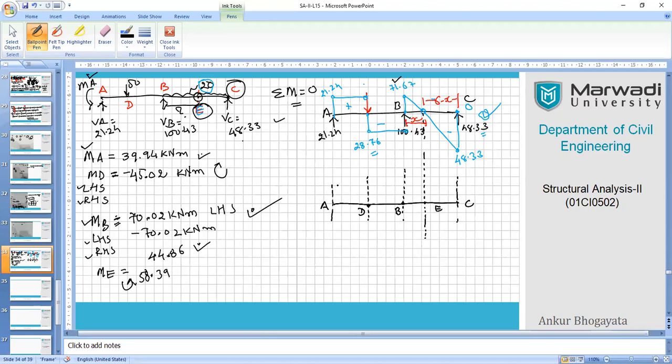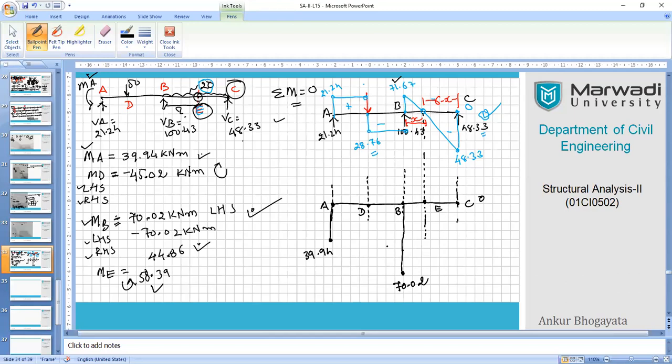Now we have support moments, and support moments are always hogging, so we'll be showing them below the line, right? So at MA, that is 39.94. At B again I will be going down. What is B? The MB value, that is 70. So I need to go a little more below than that. So that is 70.02. Now I know that at C it is 0, right? So I know this behavior of the UDL, and I've just now calculated the ME value also, that is the span moment.